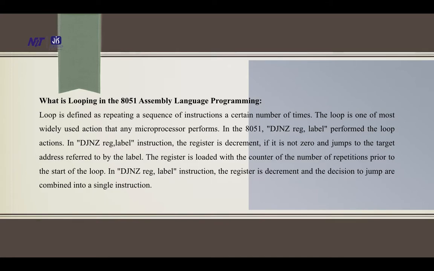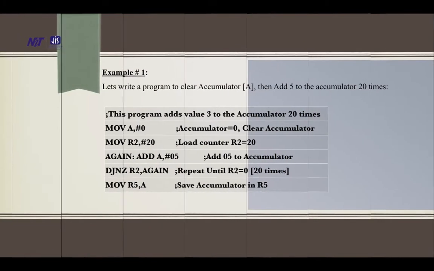In the DJNZ register, label instruction, the register is decremented, and if it is not 0, it jumps to the target address referred to by the label. The register is loaded with the count of the number of repetitions prior to the start of the loop. In the DJNZ instruction, the register decrement and the decision to jump are combined into a single instruction.